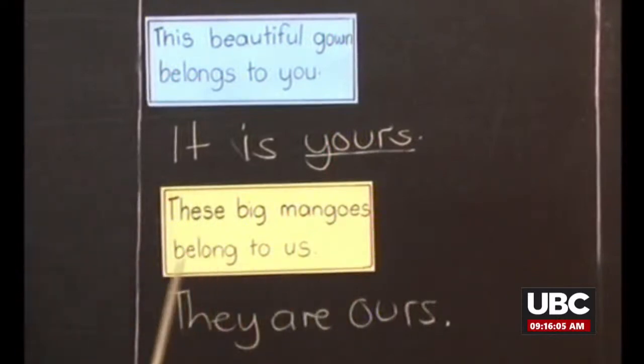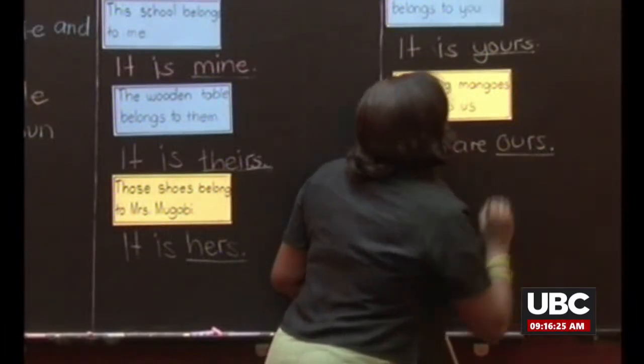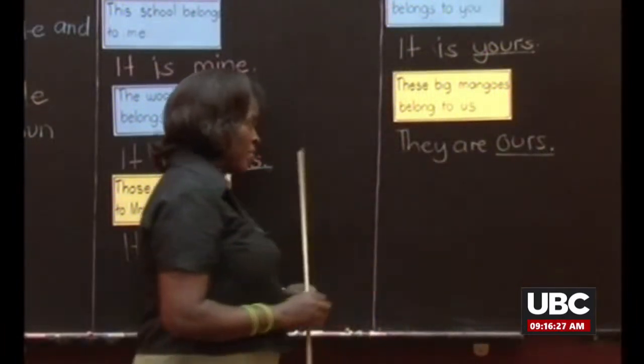That is our word. Next, they are ours. What is that? The mangoes, which means those mangoes belong to us, therefore they are ours. We underline our possessive case.